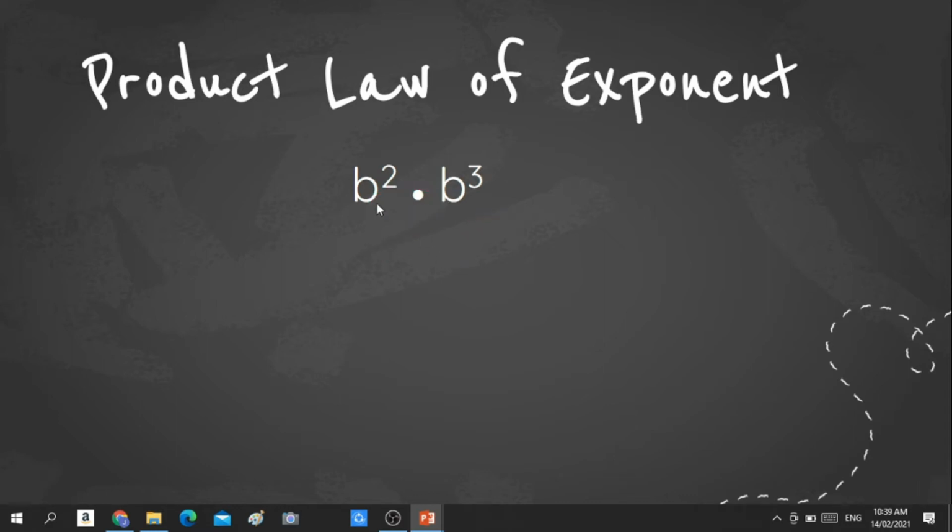So pag ni-write natin to sa expanded form, yan ay b times b. Tama? Kagaya ng ginawa natin kanina. So b yung base, tapos 2 yung exponent, meaning to say, we will multiply b sa sarili niyan 2 beses. On the other hand, yung b raised to 3, multiply naman natin.